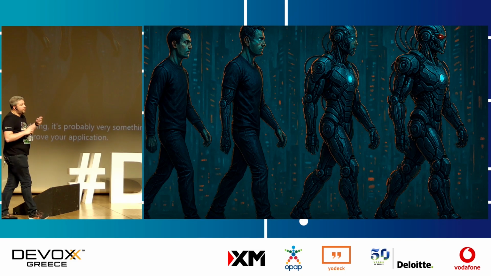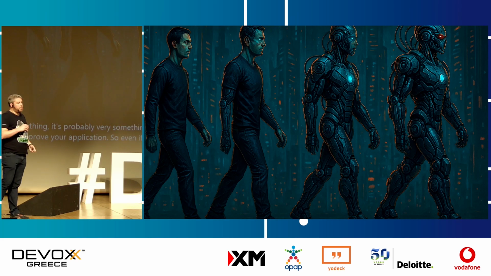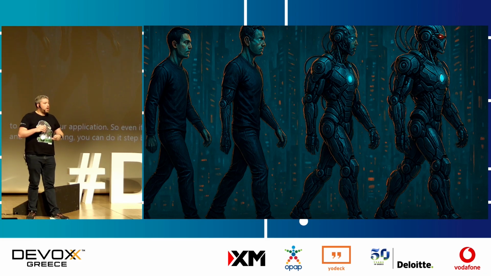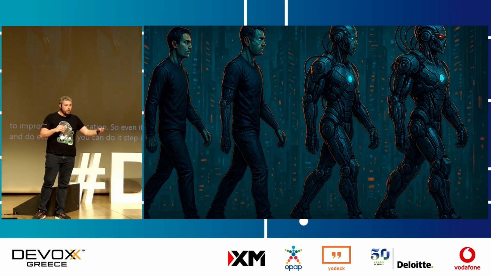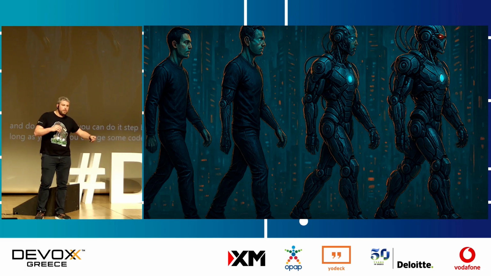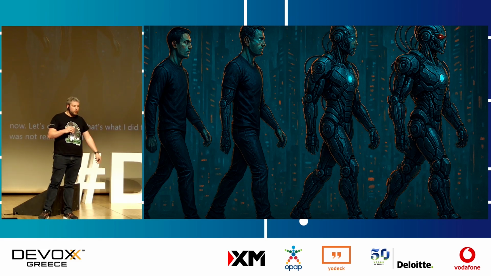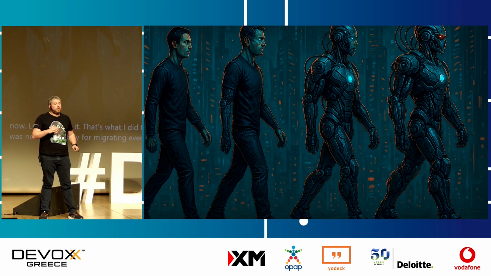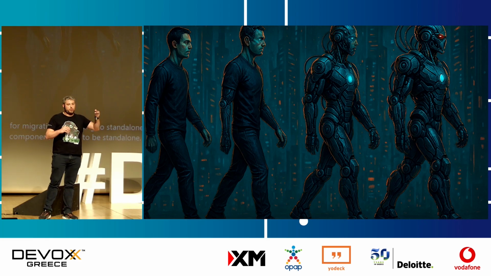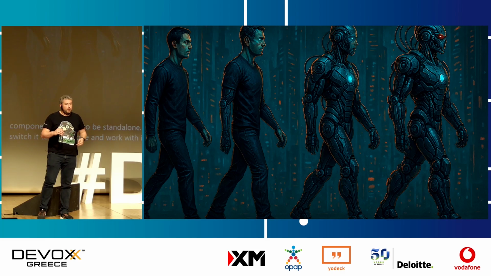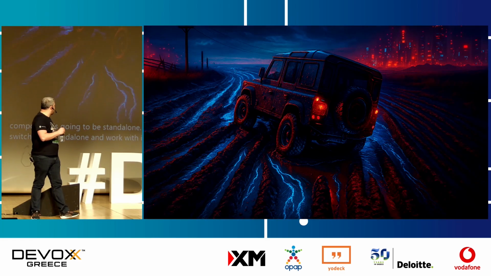So even if you're not able to run those schematics and do everything, you can do it step by step and change your application as you go. You change some code, look at it and say, oh, I can use that now. Let's change it. That's what I did for one application because the client was not really ready for migrating everything to standalone. So I just enabled it and said, okay, every new component is going to be standalone. And when I go into an old component, I switch it to standalone and work with it. It just takes 2 minutes. That's easy. And you migrate along the way.